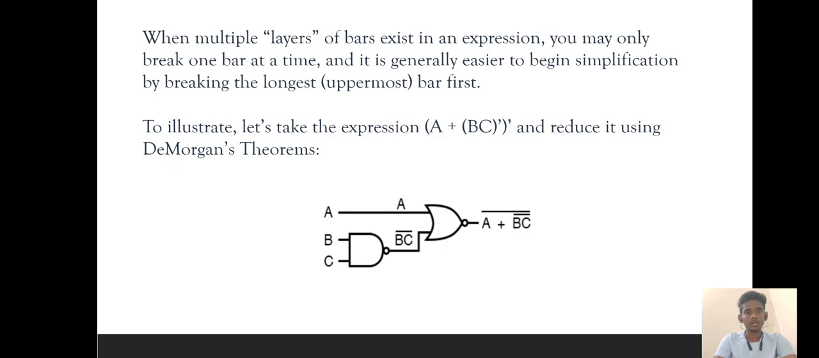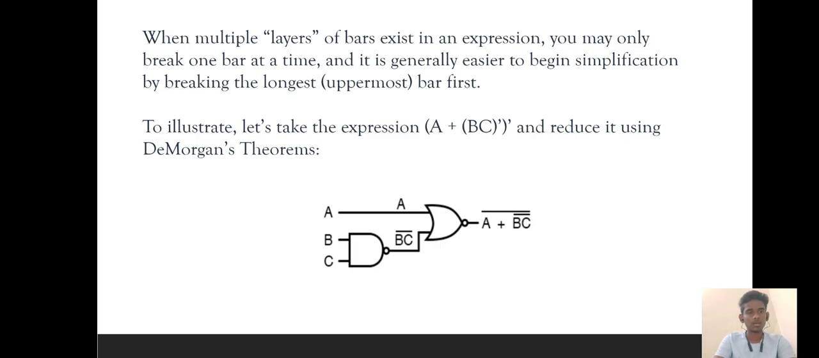When multiple layers of bars exist in an expression, you may only break one bar at a time, and it is generally easier to begin simplification by breaking the longest uppermost bar first. To illustrate, let's take the expression A plus BC whole bar, and reduce it using De Morgan's theorems.